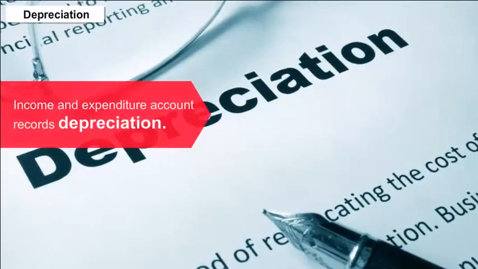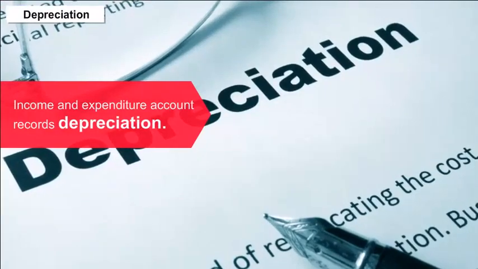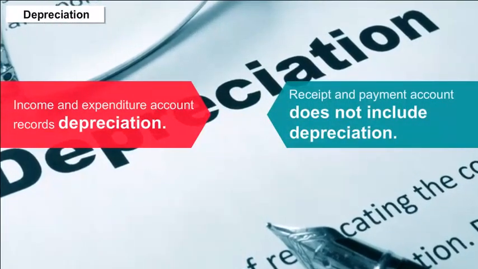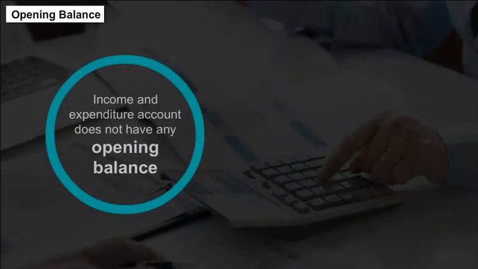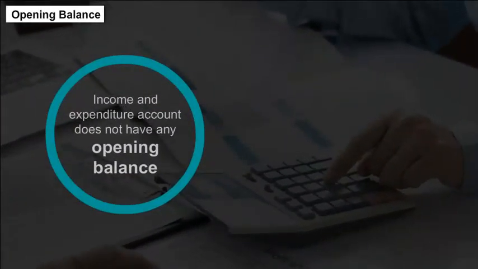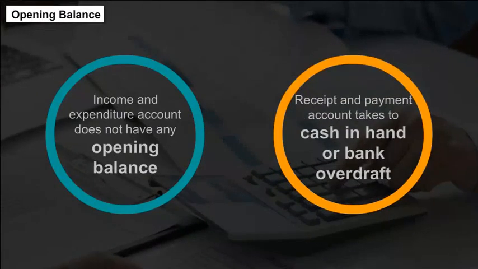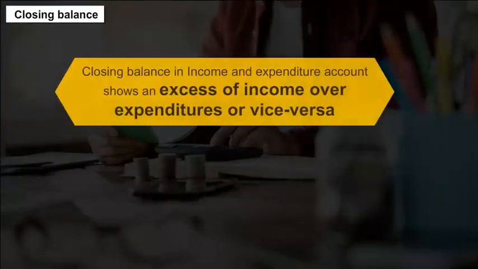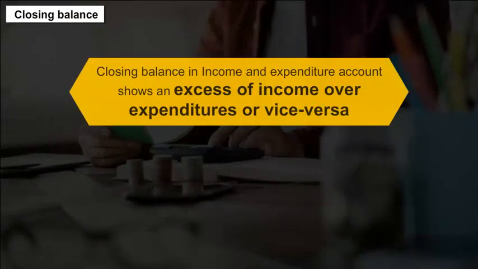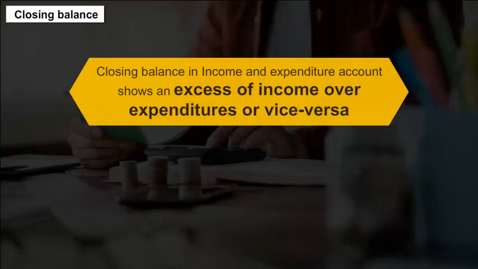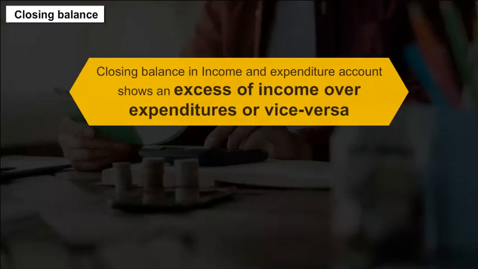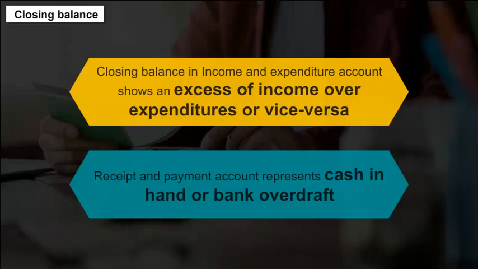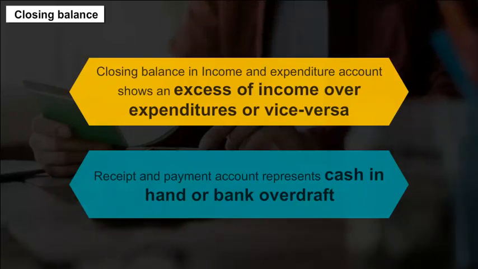Depreciation. Income and expenditure account records depreciation, whereas receipt and payment account does not include depreciation. Opening balance. Income and expenditure account does not have any opening balance, whereas receipt and payment account takes cash in hand or bank overdraft. Closing balance. The closing balance in income and expenditure account shows an excess of income over expenditures or vice versa, whereas receipt and payment account represents cash in hand or bank overdraft.